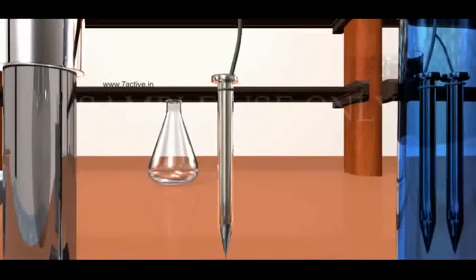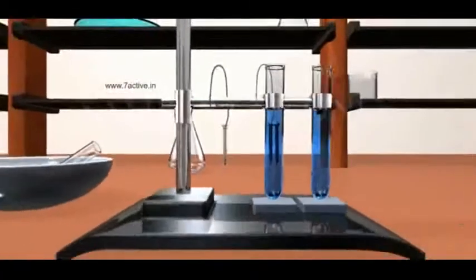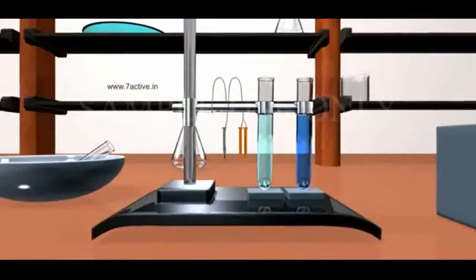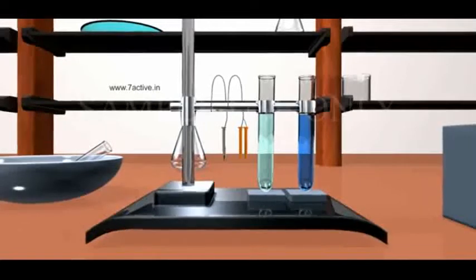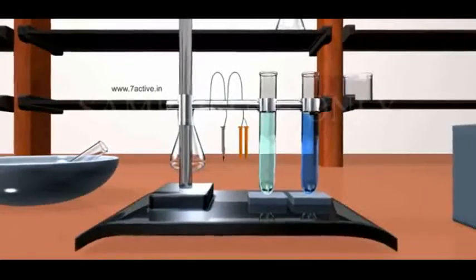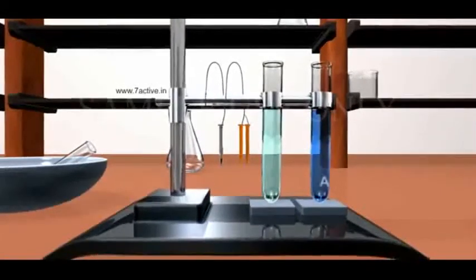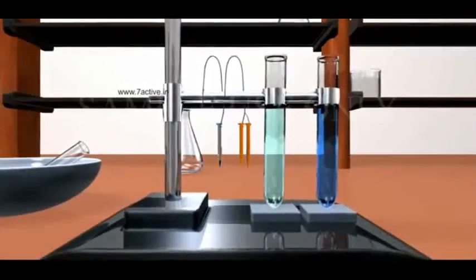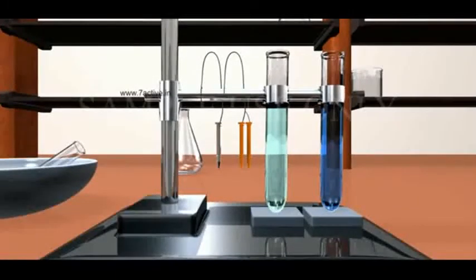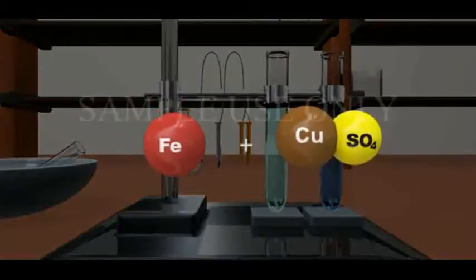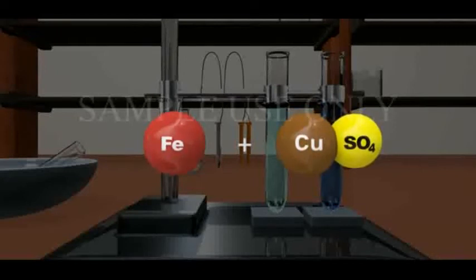After 20 minutes, take out the iron nails from the copper sulfate solution. Compare the intensity of the blue color of the copper sulfate solution in test tubes A and B. Also compare the color of the iron nails dipped in the copper sulfate solution with the one kept aside. The iron nail became brownish in color and the blue color of copper sulfate solution fades because iron displaces another element, copper, from the sulfate solution.